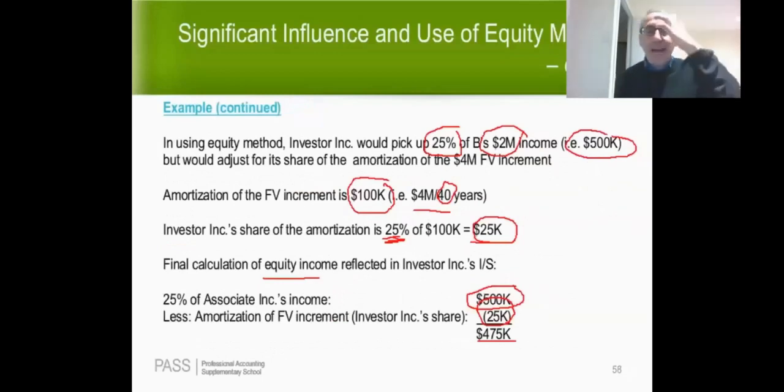Okay, Wasim asks, what is the treatment if you have less than 20% and no major influence? Excellent question. You would use the cost method. So you would simply account for the investment at cost, and it would sit on your balance sheet every period at cost, unless there's an impairment, in which case you would write it down. You would not pick up the income of the investee.